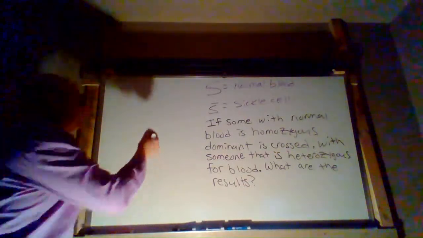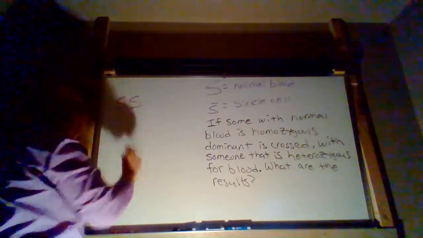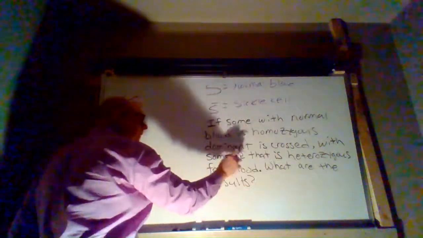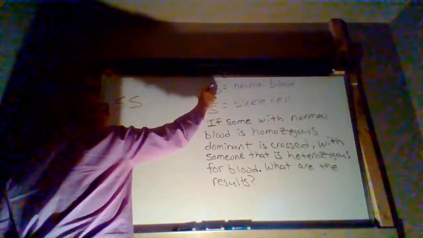Okay? If you said two capital S's, that would be correct. Because it's saying it's homozygous, so both alleles are the same, and since they're the same, it's also the dominant one. So it has to be this trait. This is the capital letter.